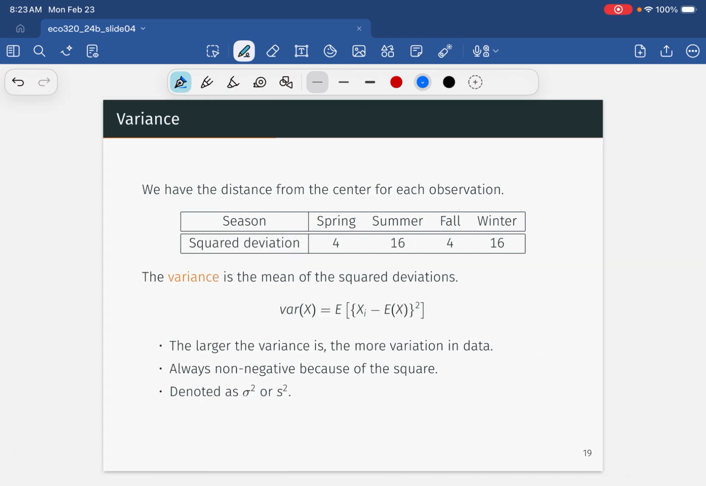And then we are going to define variance as the mean of the squared deviations. That's the variance, all right? Mathematically, we write it as the expected value of x minus expected x, which is the deviation, squared, and then the expected value of that. So this is the variance. You can interpret this as the expected squared distance from the center, right? Usually we denote it as sigma squared or s squared.